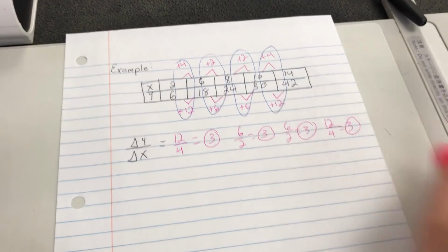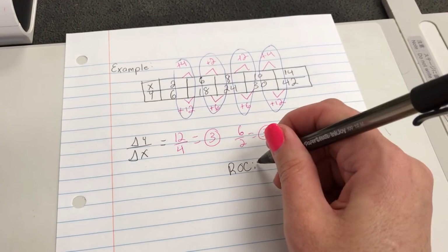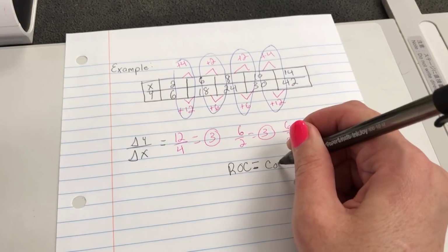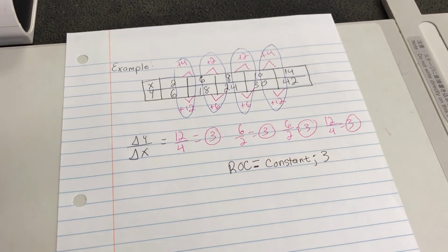So what does that mean? That means that the rate of change equals, is constant. And it's changing at a rate of 3. So it's a constant rate of change of 3.